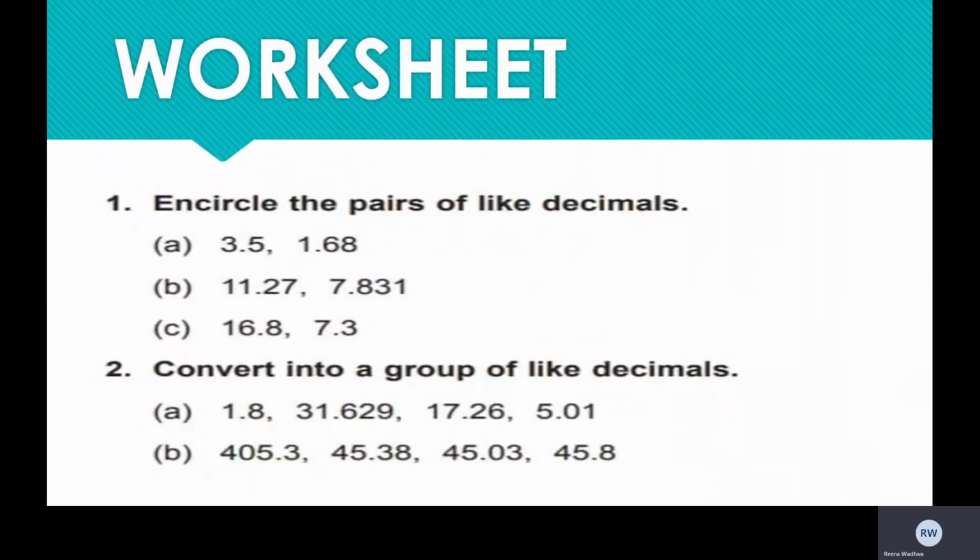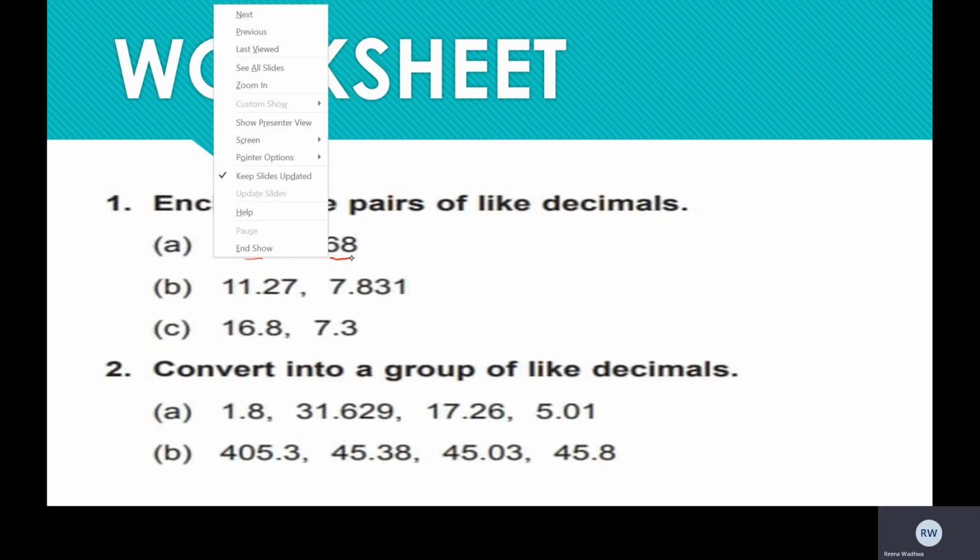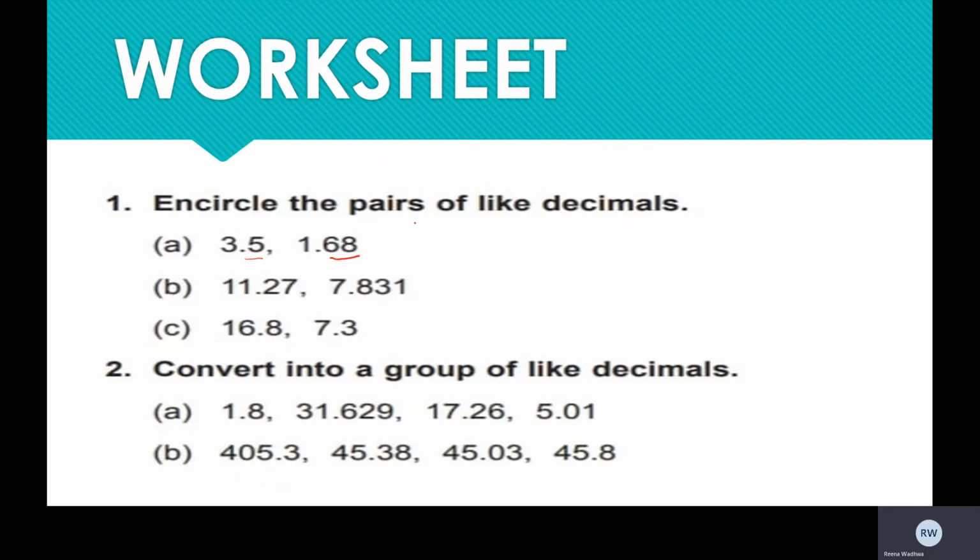So there is a worksheet for this. Encircle the pair of like decimals. First pair has 1 digit after the decimal and this has 2 digits after the decimal. So it is not a like decimal. It has 2 digits, it has 3, it is not. But the third one, it has 1 digit, it has 1 digit. So these two are like decimals.